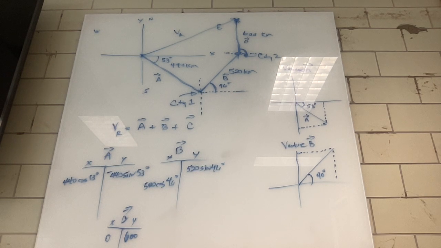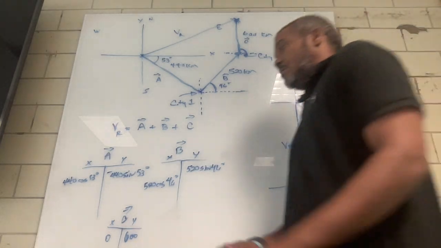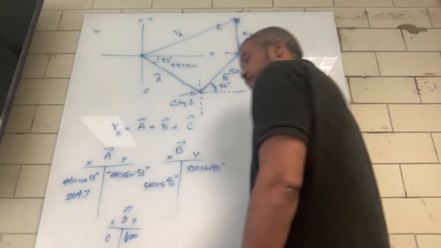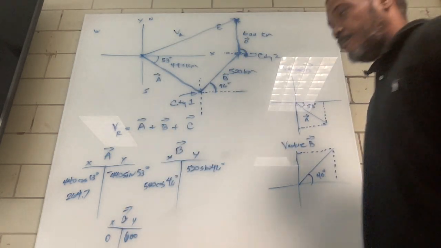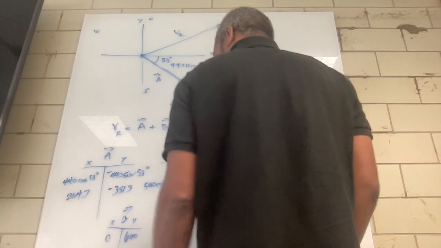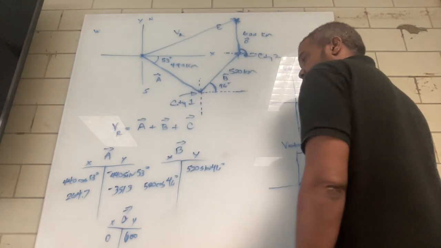You just multiply? Well, not just multiply, but we've got to figure it out, add it up, and get the results, right? Okay, go ahead. Tell me what to do next. I'm waiting. In your calculator, do 440 cosine 53. You get 264.7. Okay. 264.7. All right. For the Y, the answer is negative 351.3. Okay. I'm still doing the B.